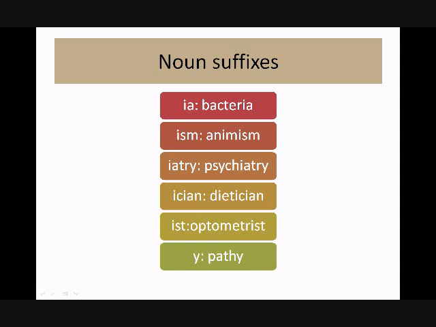Some noun suffixes. Ia, as in bacteria. Ism, as in animism is just an example. Iatry, as in psychiatry or physiatry, things like that. Ian, as in dietitian, the Asian part. So these here mostly identify a specialist or a specialty of some sort. Ist, optometrist, or we talked about path already, pathy, the Y. Alright, so these are some noun suffixes.